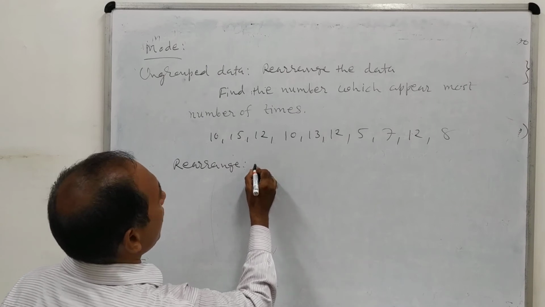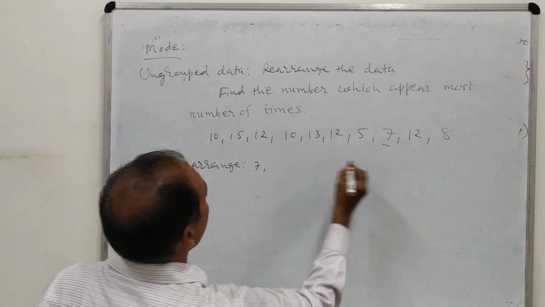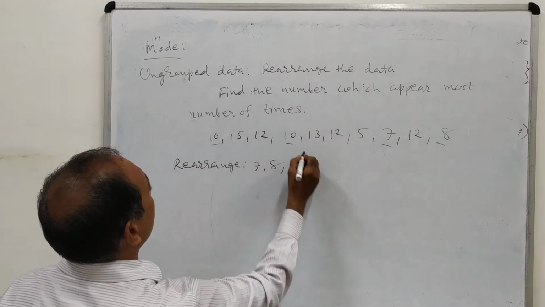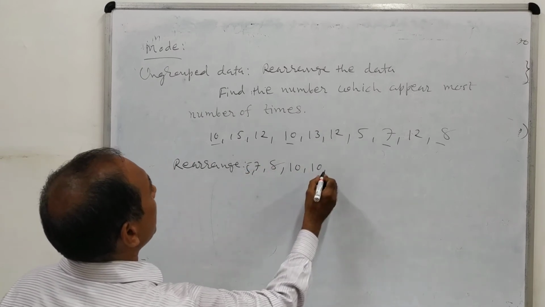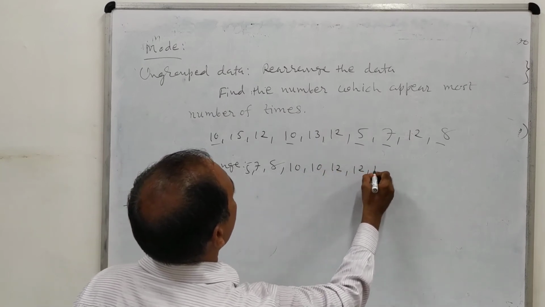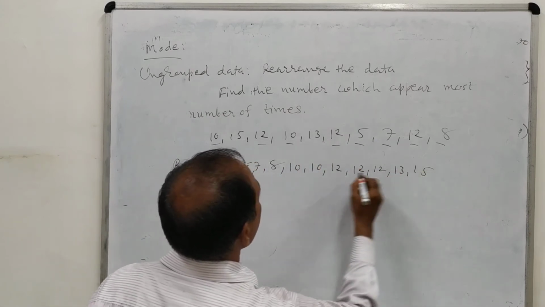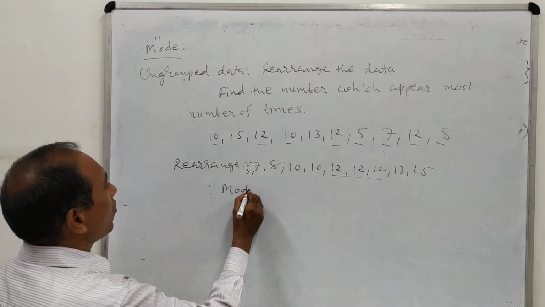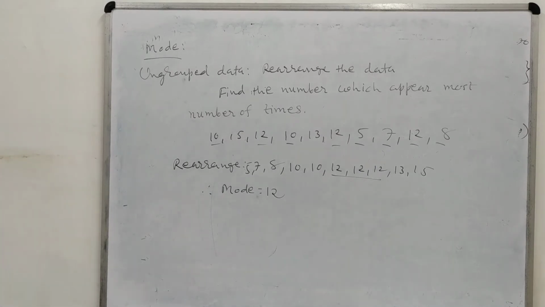First of all, the smaller number, that is 5, then 7, then 8, then 10, 10 two times, then 12, 12, 12 three times, then 13, and then 15. So you can see that 12 appears the most number of times. Therefore, here our answer is mode equal to 12. So mode is very easy to find for ungrouped data.